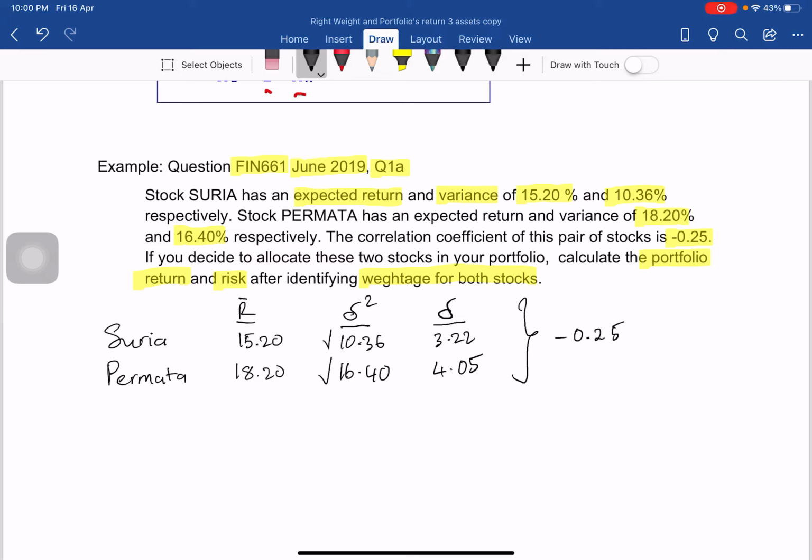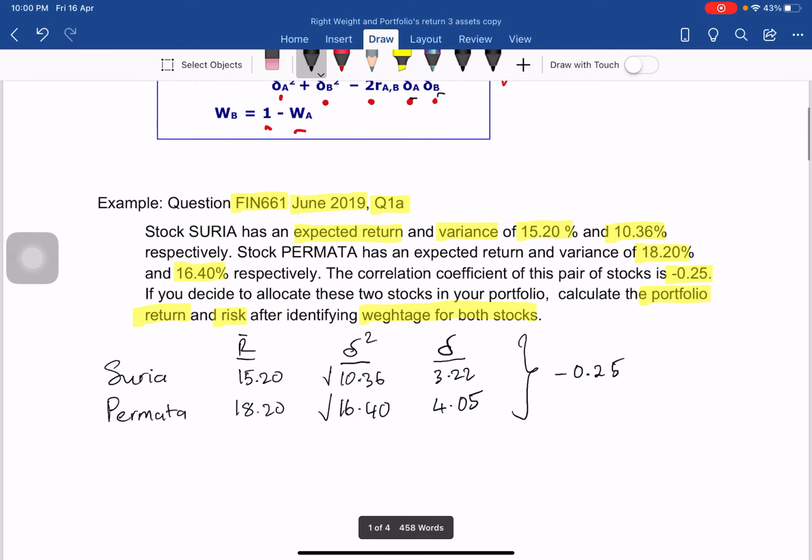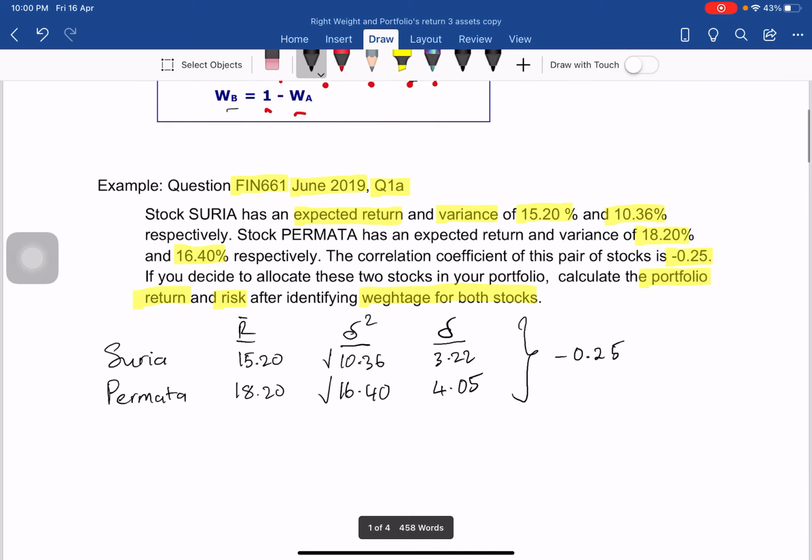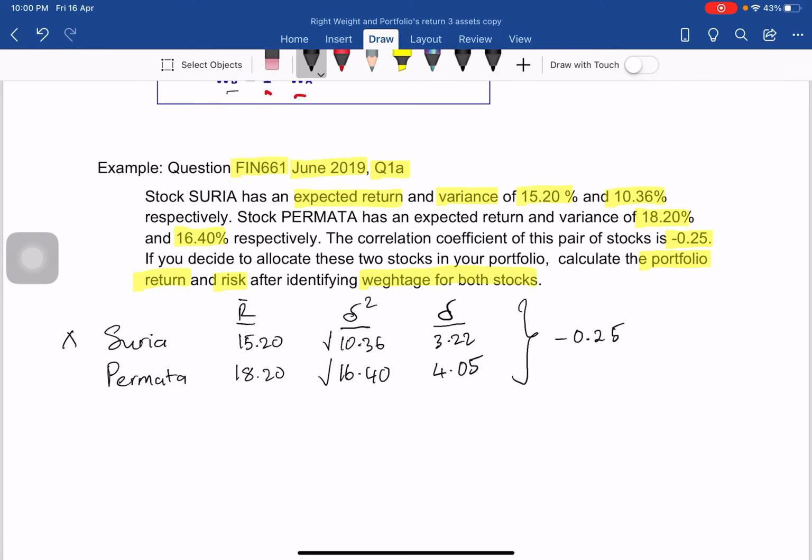And then we know that the correlation between the two assets is negative 0.25, as mentioned in the question. Because we are going to calculate weight A and weight B, and here the question gives A and B, we can assume that Surya is A and Permata is B.